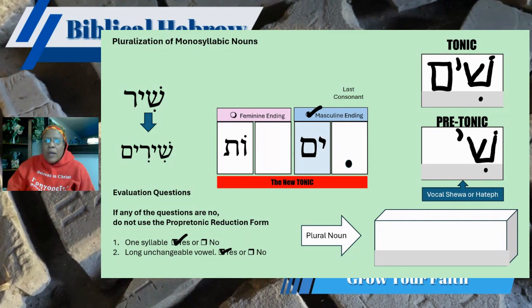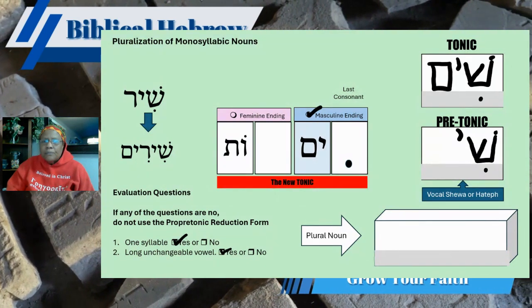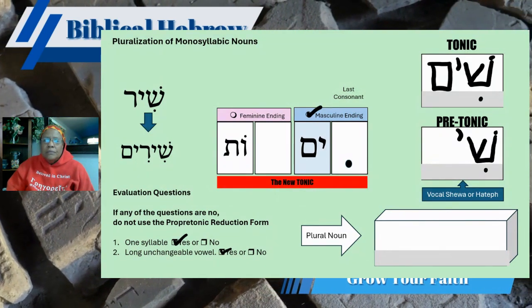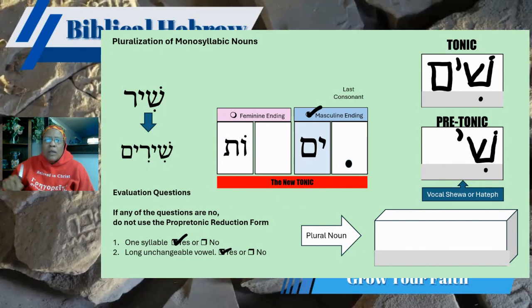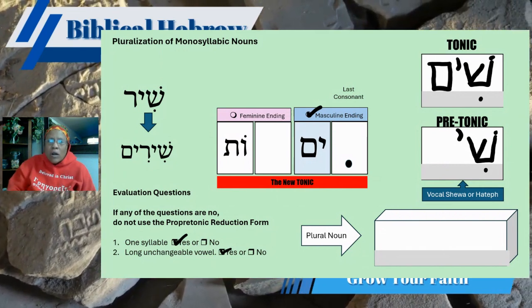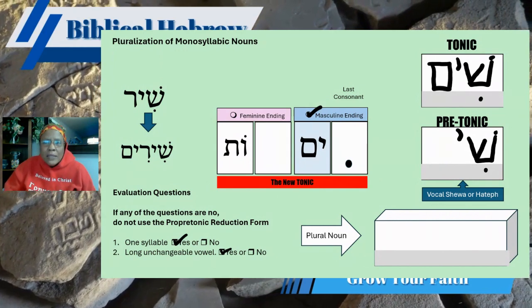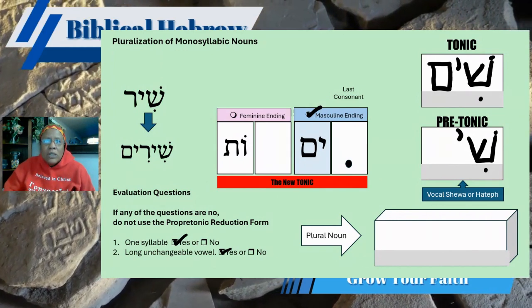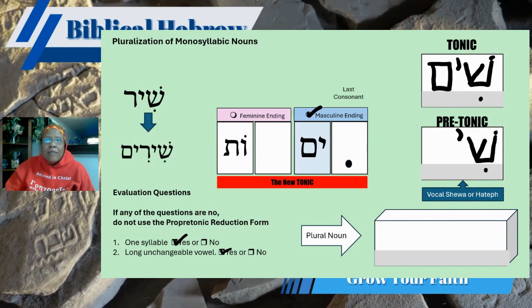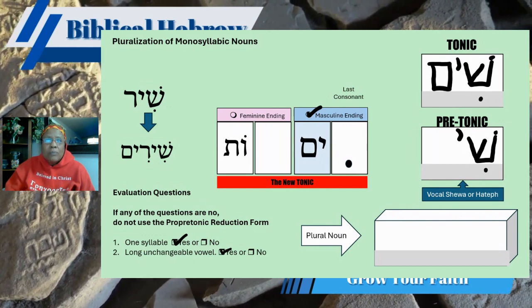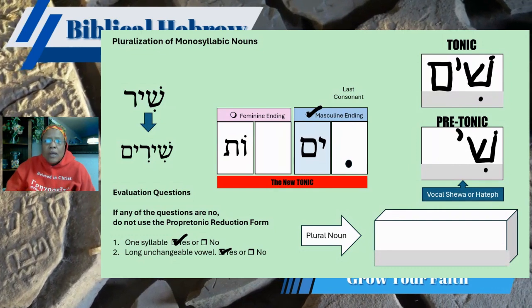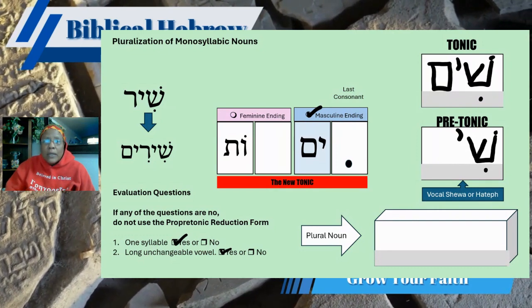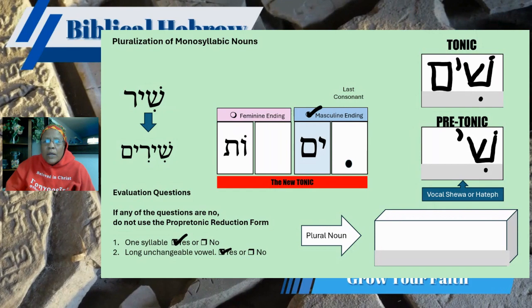Now, always, always, always, make sure that you understand what the endings are. A masculine singular noun could take a feminine plural ending. So it's important that you check your lexicon to make sure that you are putting the correct ending on your words. All right, here we go.